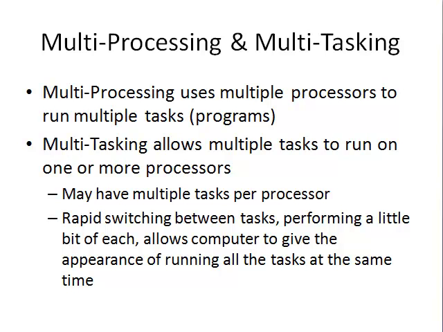Multitasking, similarly you might encounter the term multi-threading, is allowing us to use multiple tasks running on one or more processors, so where we have multiple tasks, multiple processes on one processor. And this is where we need to do this sort of rapid switching between tasks, so that a processor can perform a little bit of each task, giving us the impression that all tasks are running at the same time.